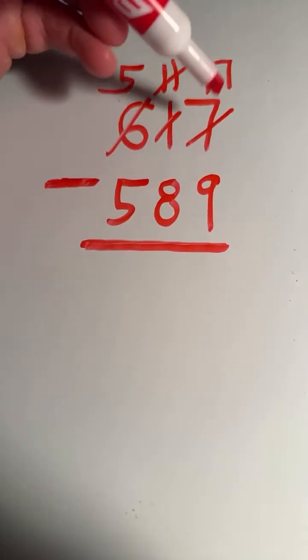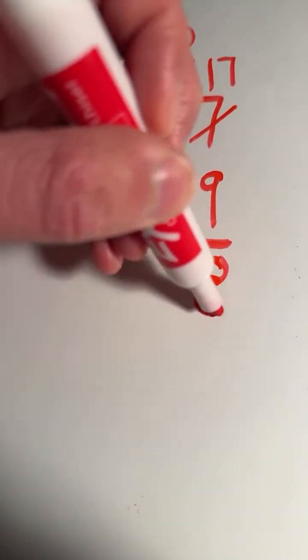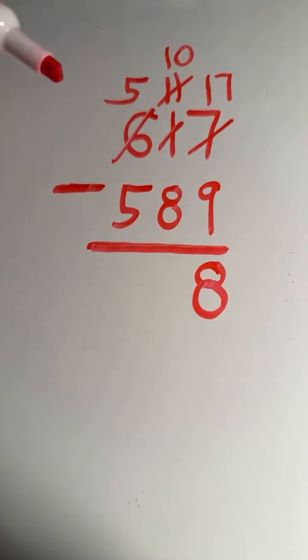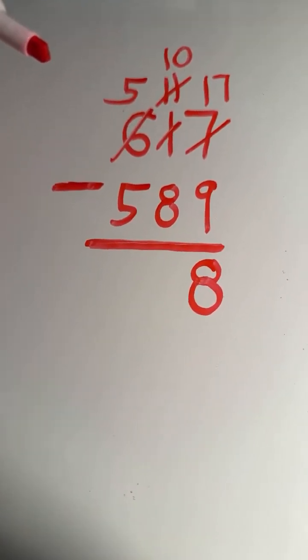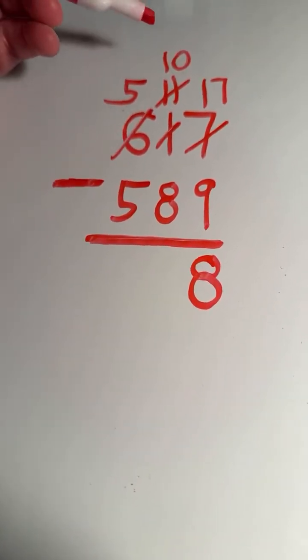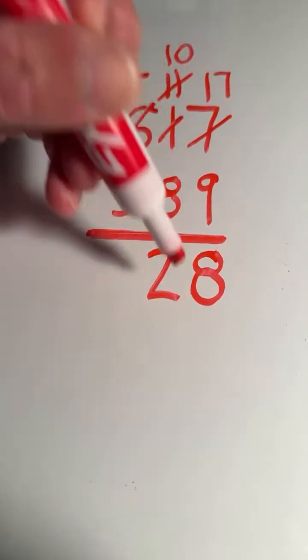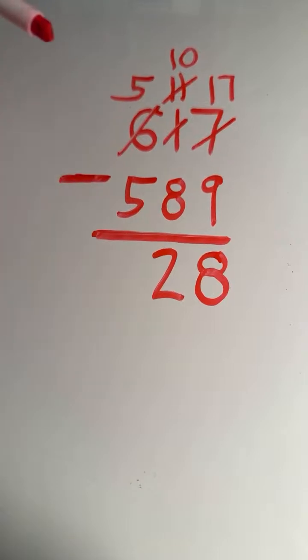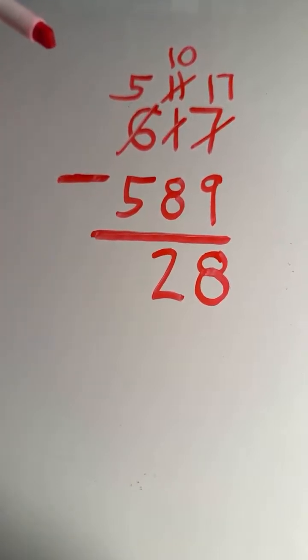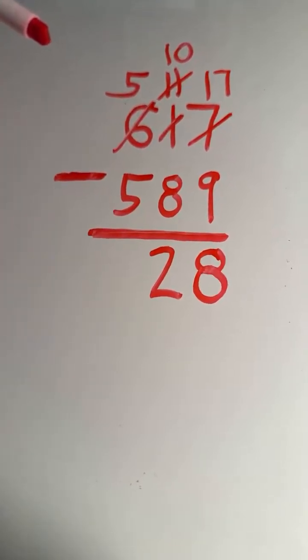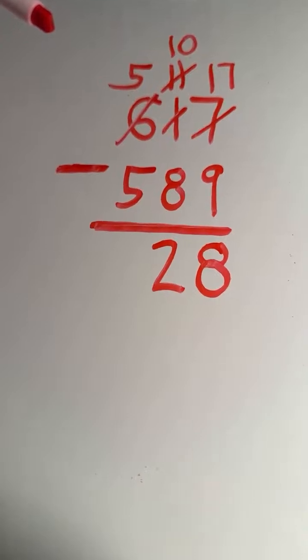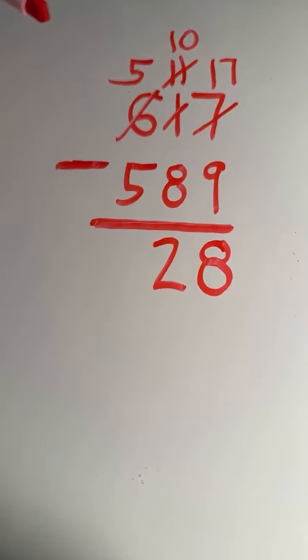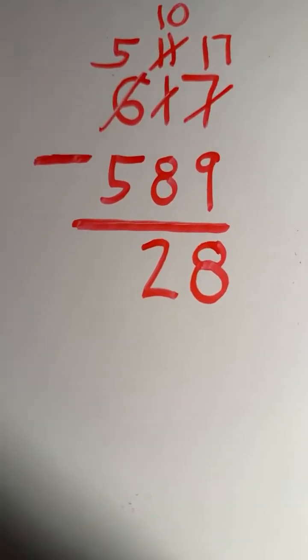So starting in the ones place, 17 minus 9 equals 8. Ten minus 8 equals 2. 5 minus 5 equals 0. You could put a 0 in the hundreds place, or you could just leave it blank. Either way, correct answer. But we have our final answer, 617 minus 589 equals 28.